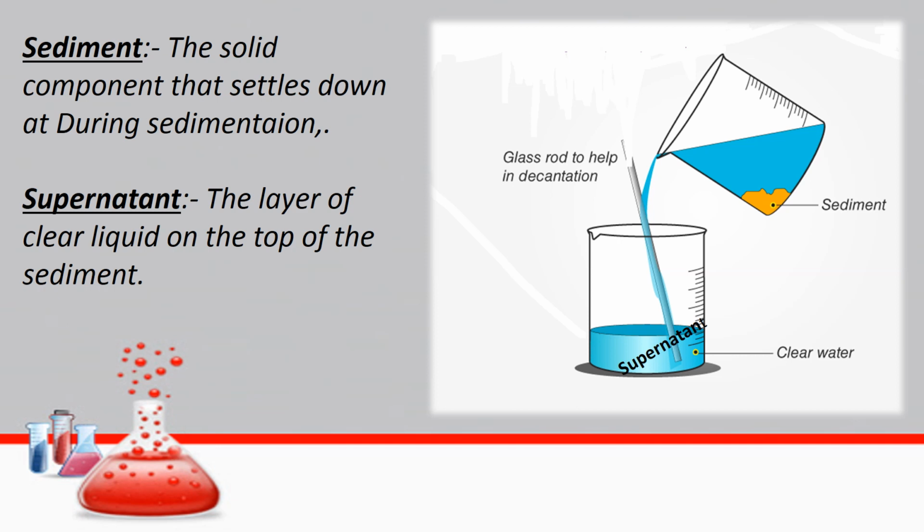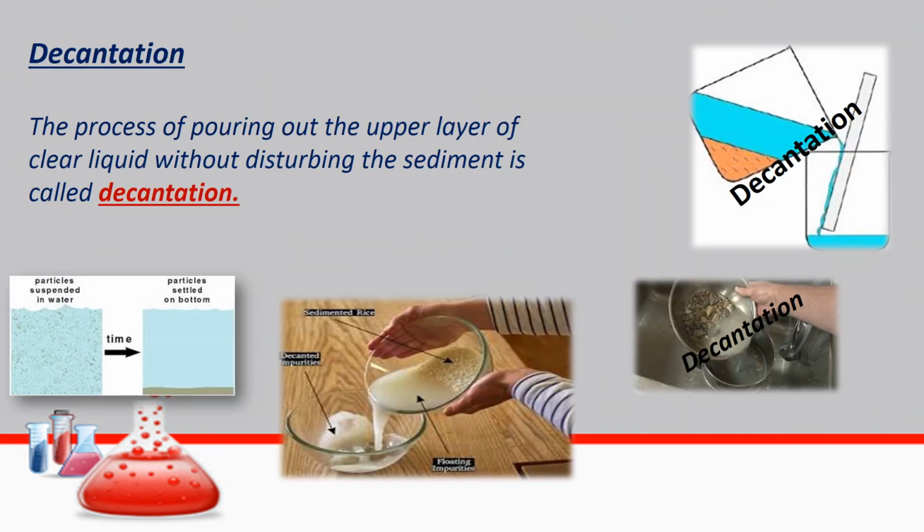After sedimentation, the process of removing that layer of clear liquid is known as decantation. What happens in the process is that very carefully the container is tilted and the liquid is poured into another container, and the solid components or the solid substances are left undisturbed.